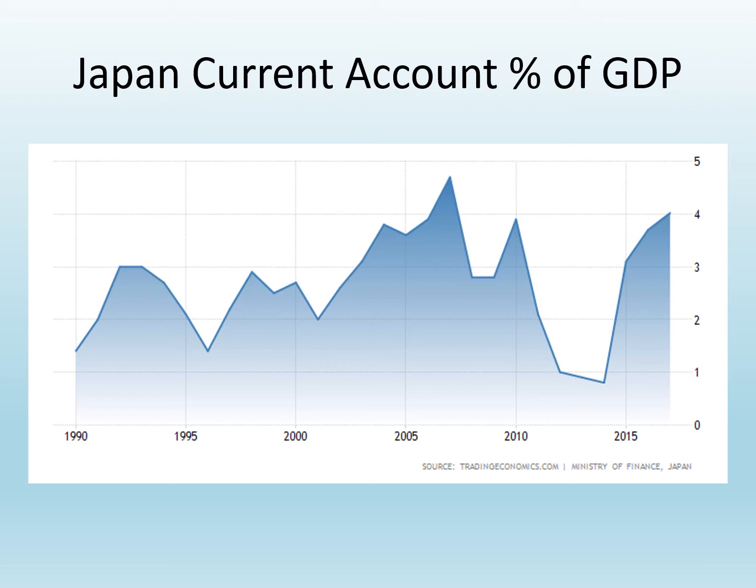Japan, as you probably guessed, and as you can see in this diagram, has a current account surplus, and it is a significant current account surplus in 2008 or so, pushing nearly 5% of GDP. It drops down in 2014. It remains positive throughout the period and sits around 4% of GDP, which is a significant current account surplus.